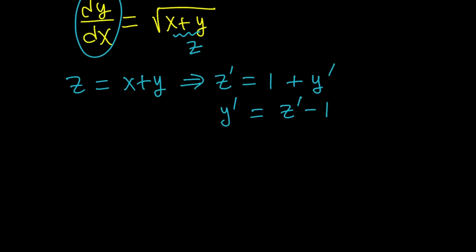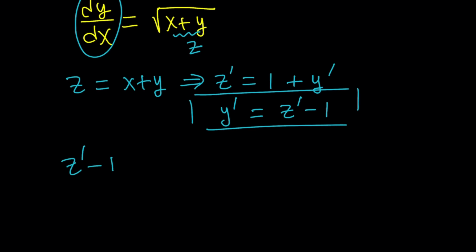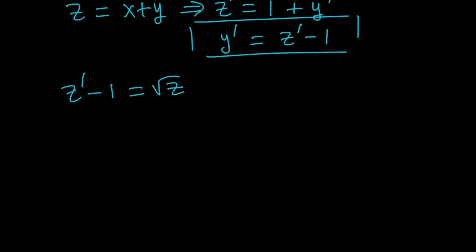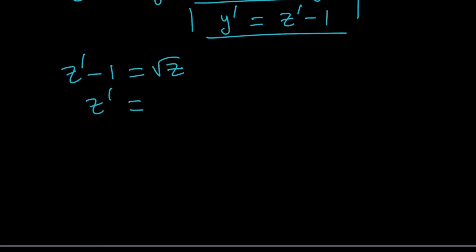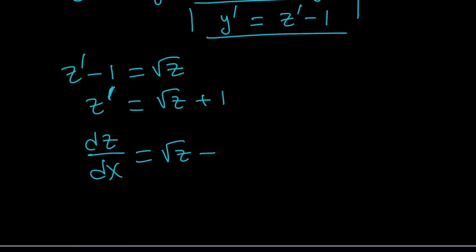Awesome. We're ready to plug in everything. Replace y prime with z prime minus 1, and replace x plus y with z, so that gives you square root of z. Then add 1 to both sides, and replace z prime with dz over dx. The reason we do that is because we want to turn this into a separable differential equation. This is, in fact, a separable differential equation because we can separate the variables.